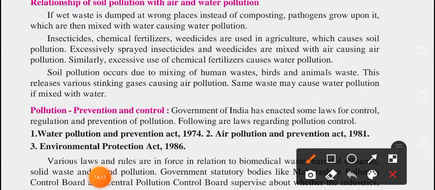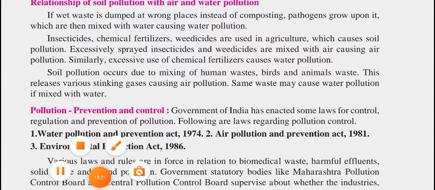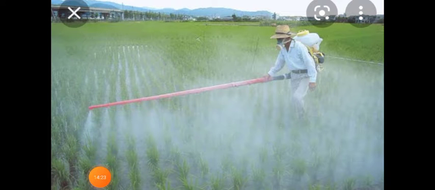This is a very important part. You can observe here in this picture, due to insecticides and pesticides, the chemicals enter the air, as well as through the crops they enter the soil, and afterwards they enter the water. Through this, all three types of pollution come: water pollution, air pollution, and soil pollution.